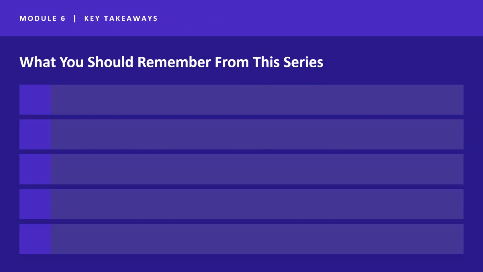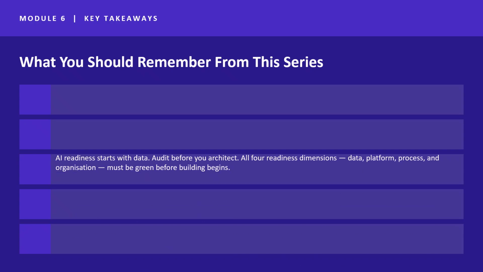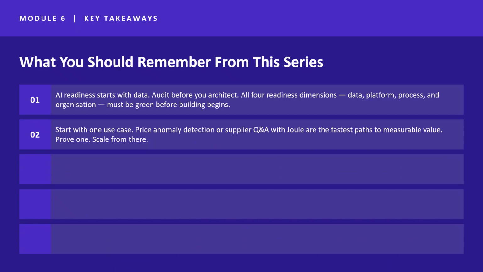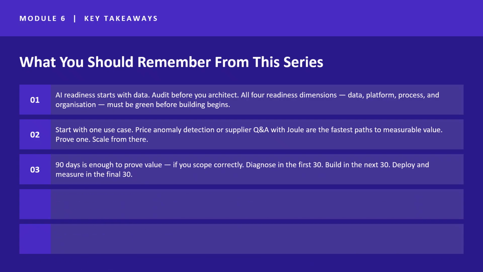Final takeaways. AI readiness starts with data. Audit before you architect. Start with one use case. Price anomaly or Joule spend Q&A are the fastest paths to value. 90 days is enough to prove value if you scope correctly. The 5-layer stack works together. No single component delivers value alone. And AI does not replace procurement professionals. It removes the ceiling on what a skilled, lean procurement team can achieve.